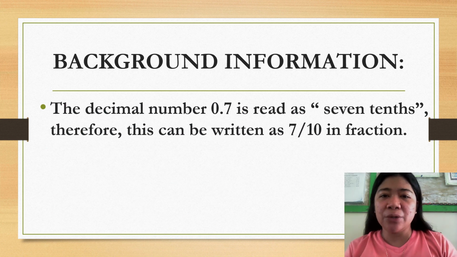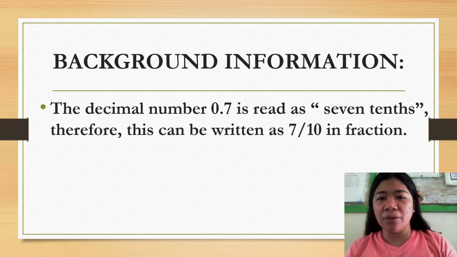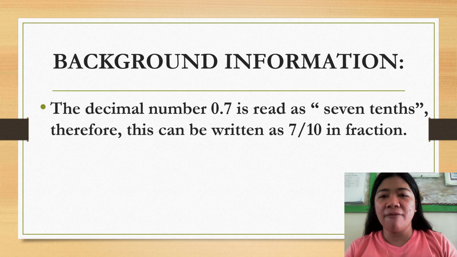The decimal number 0.7 is read as 7 tenths, and therefore this can be written as 7 tenths in fraction. So you see, they are read the same in decimal and in fraction form. Only the writing in fraction is different, because there you can see that 7 becomes the numerator and it has the denominator 10. So here our numerator is 7 and the denominator is 10.